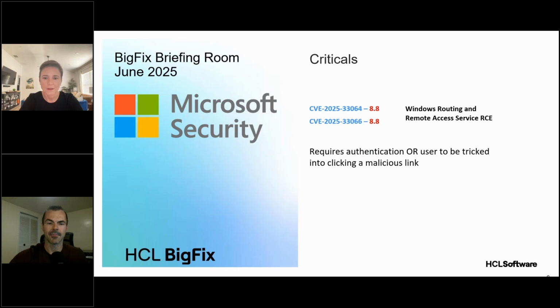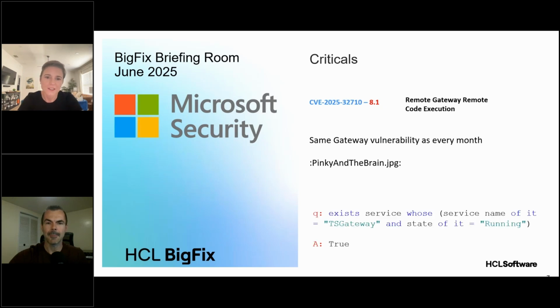All right. Any more Microsoft? Oh, there's more. There's always more. This one, Remote Desktop Gateway remote code execution. So same gateway vulnerability as every month. Have we seen this? We've seen this every month. Yeah, I actually had to change this slide a little bit because it was already in here from last month. I think we've seen this 4 times out of the last 6 months this year.